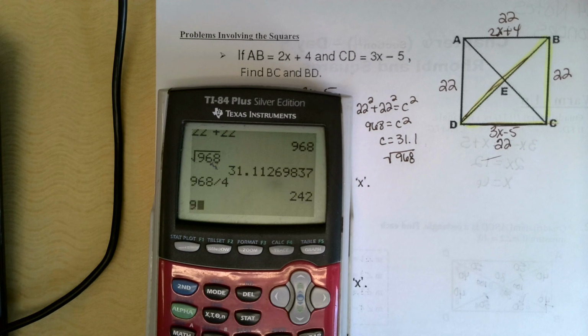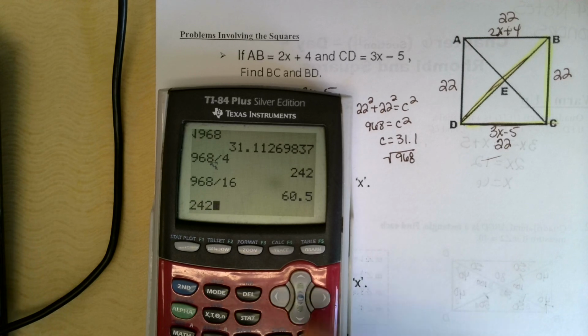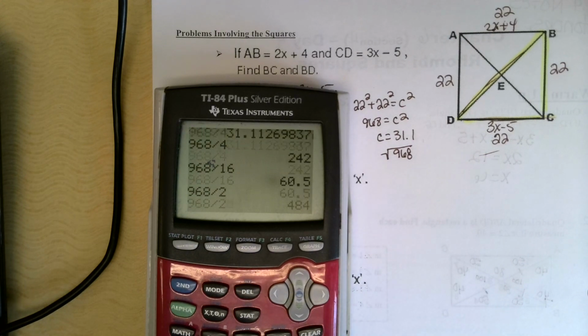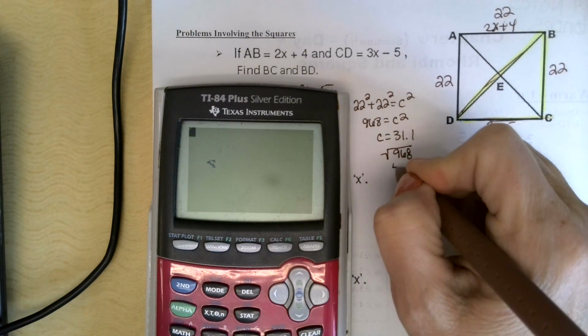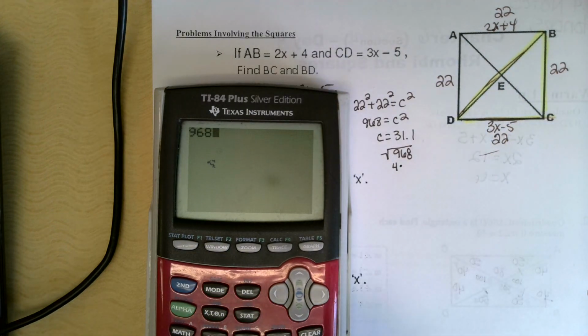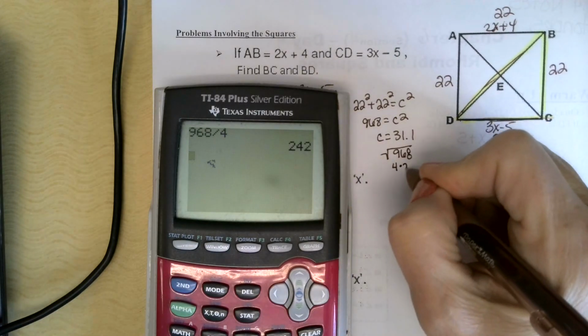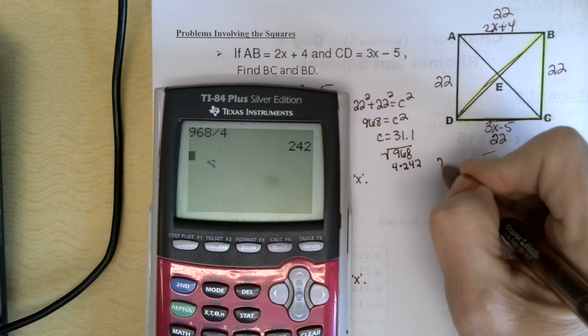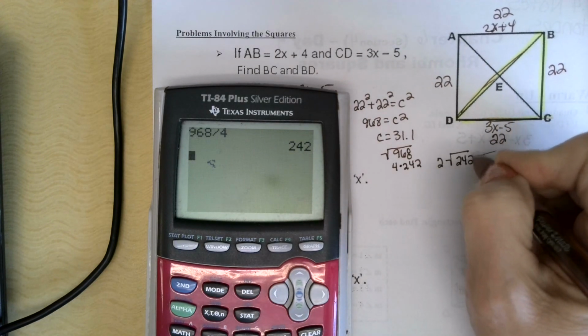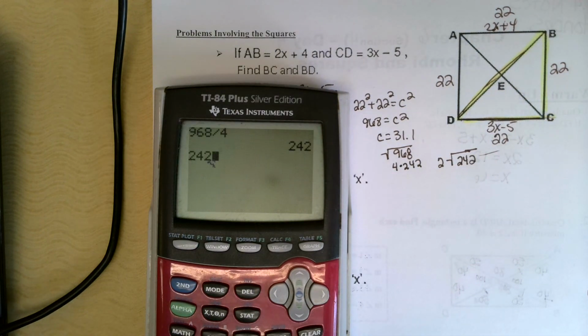So trying to think of perfect squares. 25 doesn't go into it. 4 goes into it. Let's see. 968. That's why 4 goes into it. So let's break this down. So if I said 4, 242, so that would be 2 radical 242. And let's see if there's a perfect square in 242.